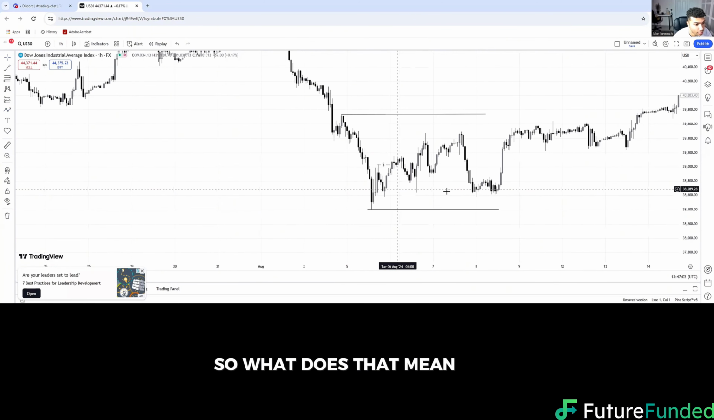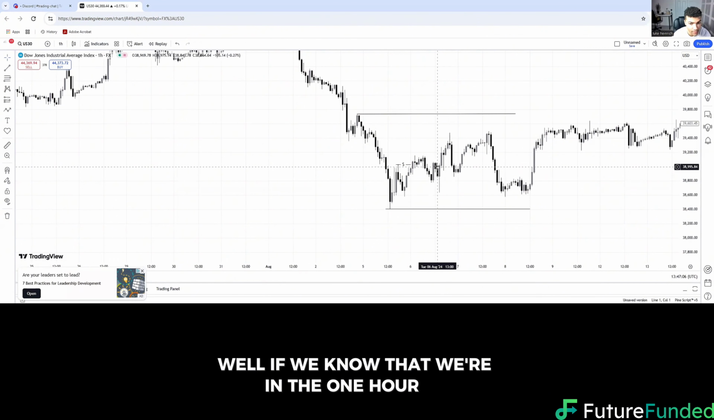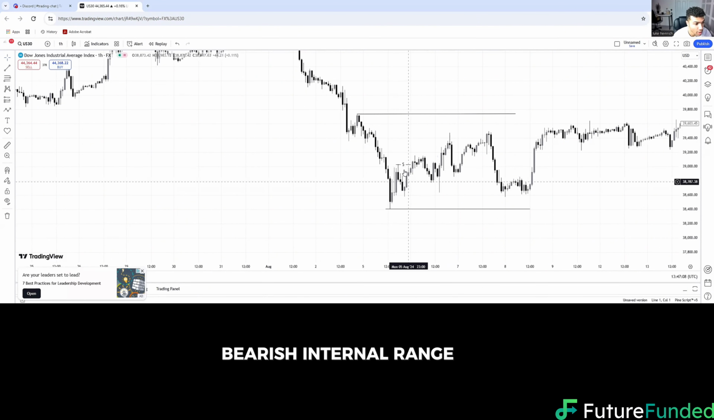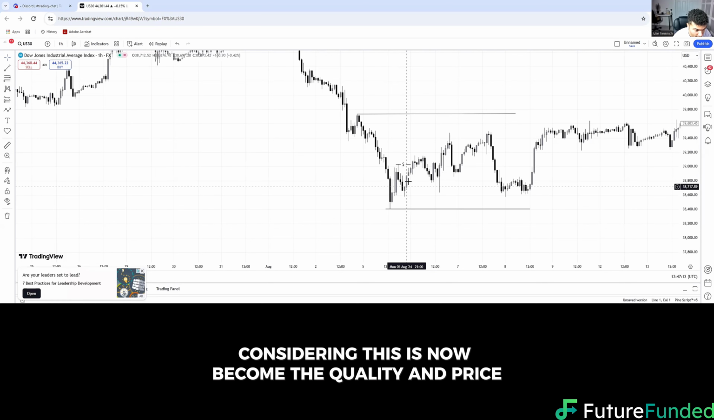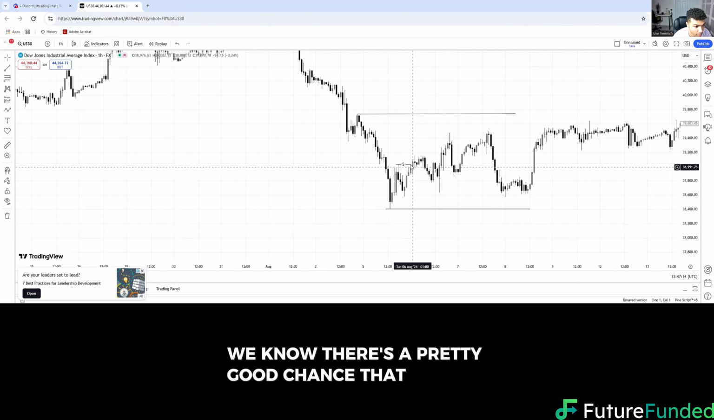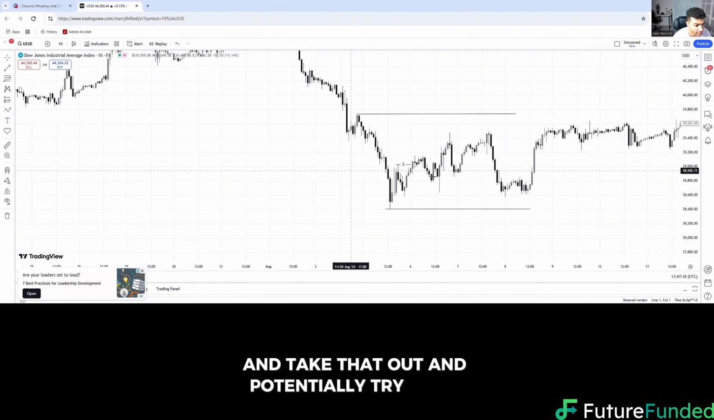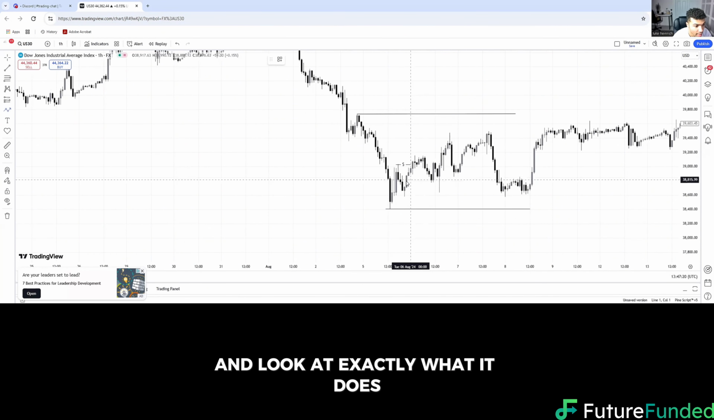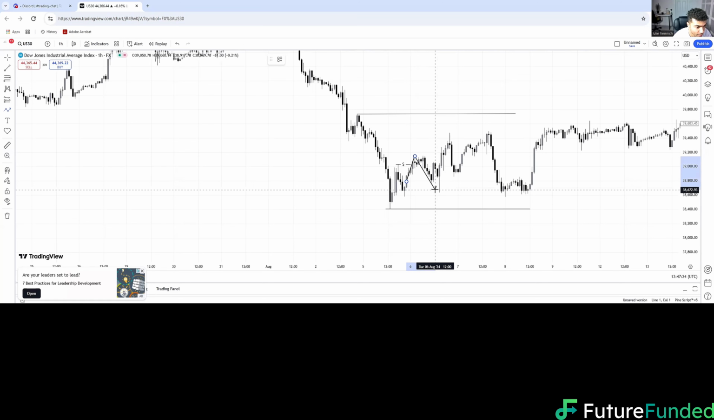So what does that mean for anyone who's looking? Well, if we know that we're in the 1 hour bearish internal range, and this has now become liquidity and price has reversed, we know there's a pretty good chance that price is going to come and take that out and potentially try again. And look at exactly what it does. It comes back up, sweeps that high, and it tries again.